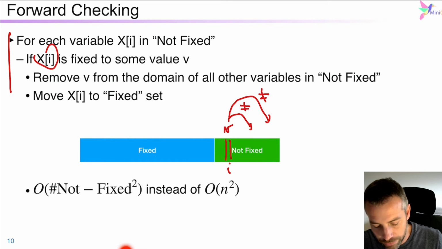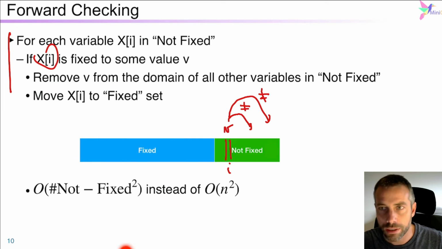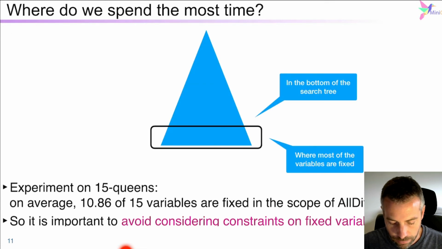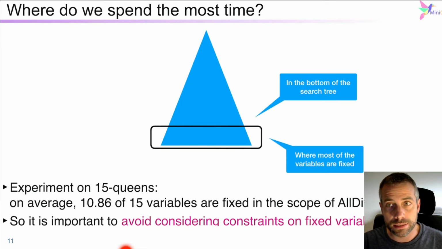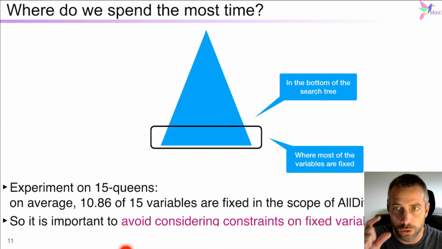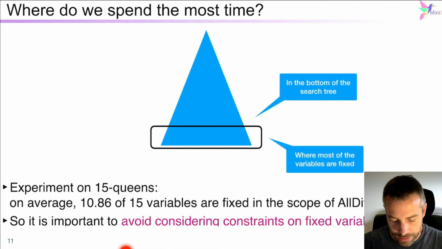In practice, most of the variables are fixed, with a very small set of not fixed variables. The reason for that is that most of the backtracks that we do when exploring the search tree will happen at the bottom of the search tree, where a large part of the variables is already fixed. That's where you will spend the majority of the time, with a very small number of not fixed variables. I did a small experiment just to confirm this intuition.